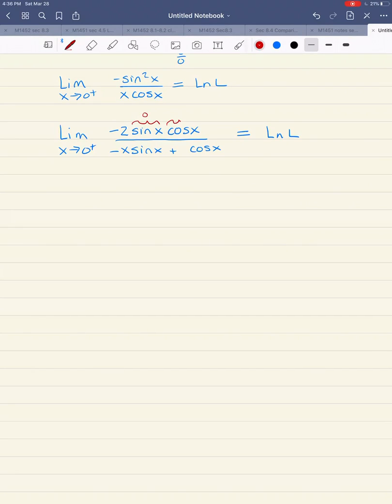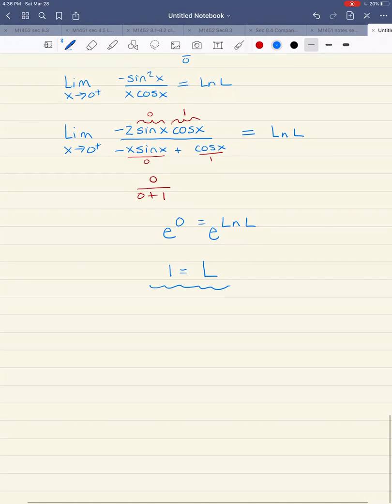Now we're going to let x go to 0. As x goes to 0, this term is 0. This term is 1. So on top I get negative 2 times 0 times 1 is 0. On bottom, this is 0, but this is 1. So I have 0 over 0 plus 1. That's no longer indeterminate. That's 0. So I have 0 is equal to the natural log of L. And then we get rid of the natural log of L by exponentiating both sides. E to the 0 is 1. 1 is equal to L.